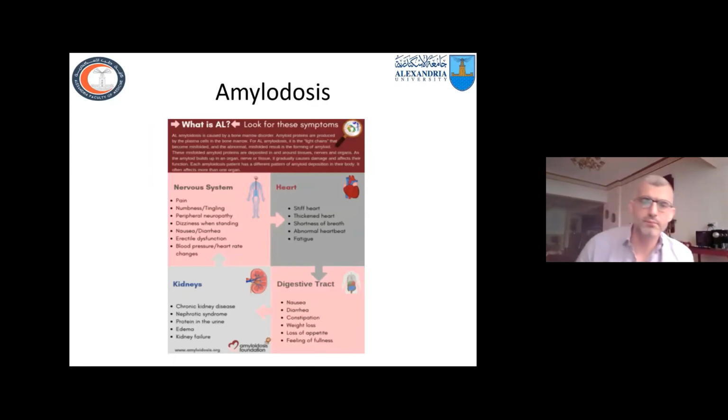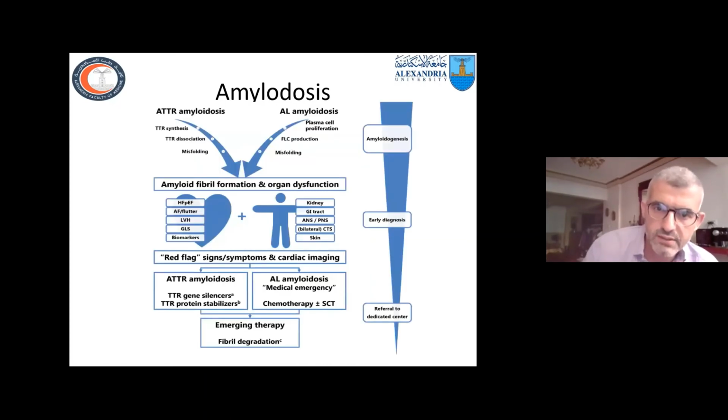Another presentation for the plasma cell dyscrasia is the amyloidosis, which we usually suspect if we have an end organ disease from the nervous system, the heart, the kidneys, or the GIT. And we have two types of amyloidosis.